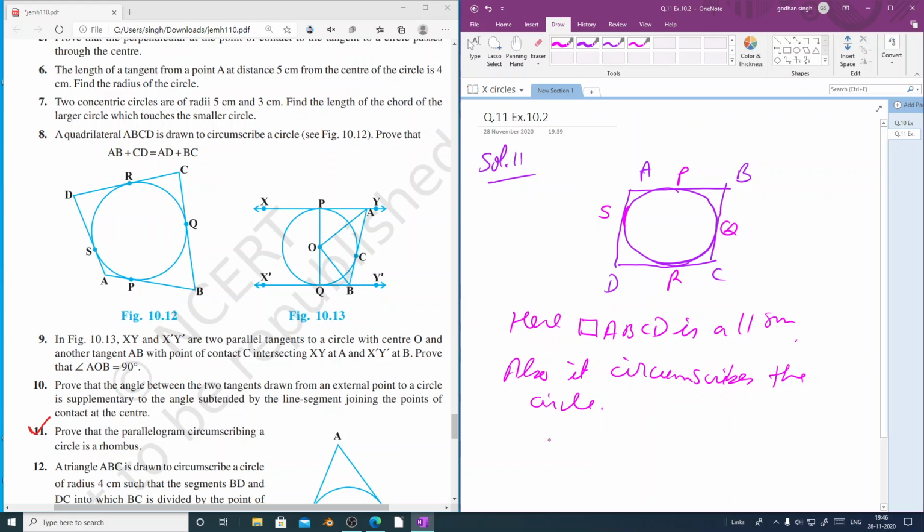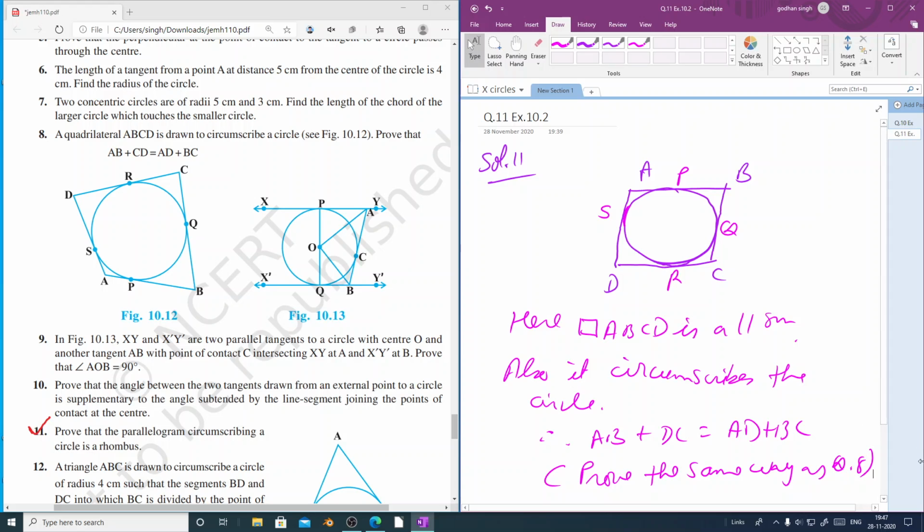Therefore, we can say that AB plus the opposite side DC is equal to the sum of the opposite sides of the other pair, that is, AD plus BC. You will not write this directly, but prove it the same way as question number 8. I am not redoing it, but you will do it.